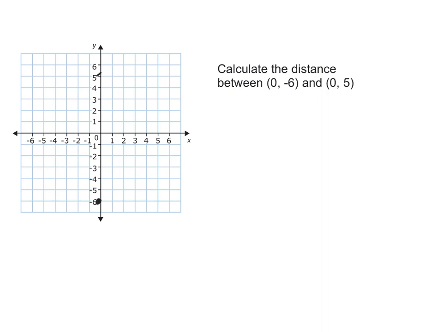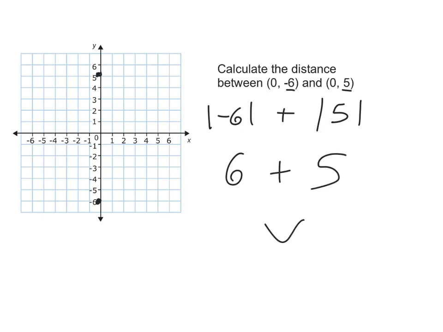Okay, now here's the cool thing. Calculating this distance, you can ask yourself, hey, what is the distance? And you could just count it out, right? But I also know I'm going from a 5 to a -6. What we're actually doing is adding the absolute value of the y coordinate. So I'm adding the absolute value of -6 to the absolute value of 5. And what's the absolute value of -6? 6. But the absolute value of 5 is 5, and it's 11 units.